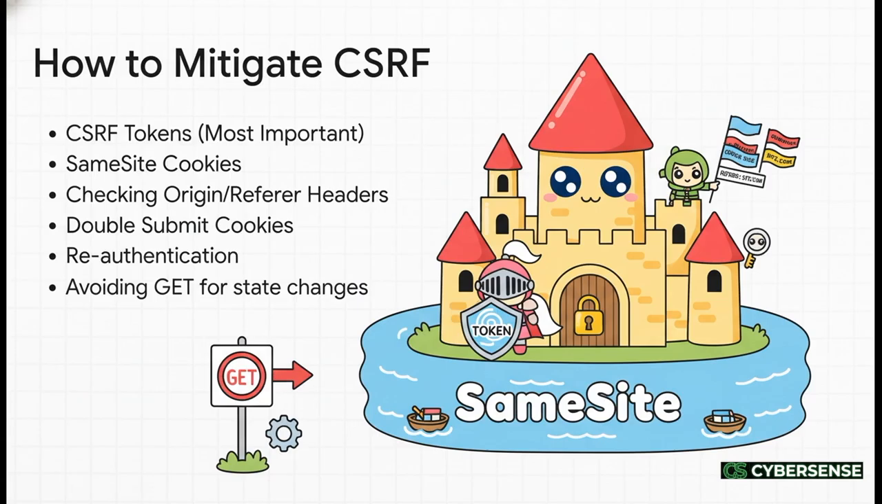Now, the most important ones are things called CSRF tokens and same-site cookies. But there are other layers too, like checking the request headers, re-authenticating users for super-sensitive actions, and, as we talked about, never using simple GET requests for actions that change things.